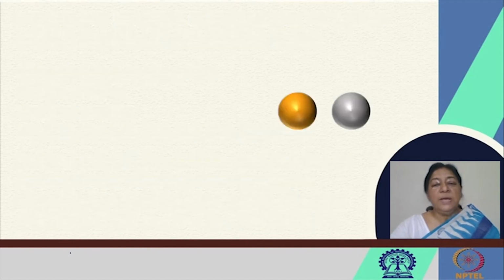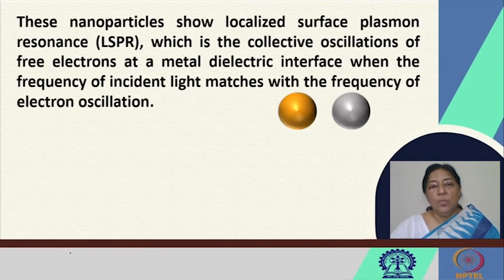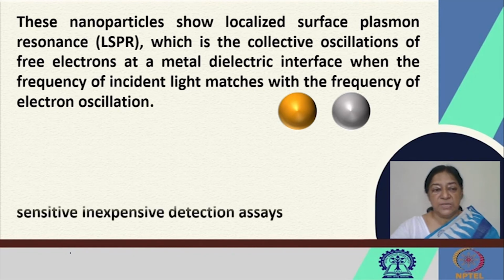When we look at the nanoparticles, what they do is they show localized surface plasmon resonance, which is the collective oscillations of the free electrons at a metal dielectric interface when the frequency of the incident light matches with the frequency of the electron oscillation, thus being a resonance.